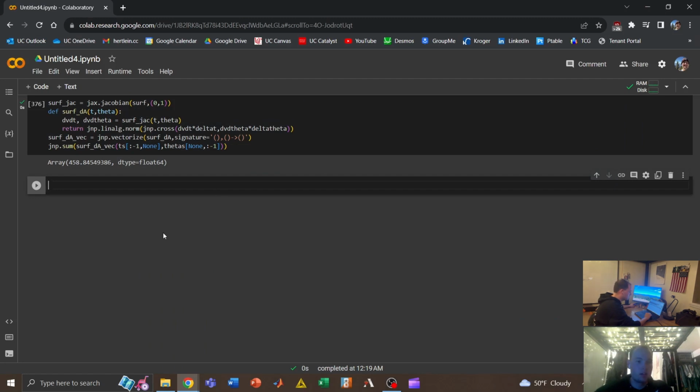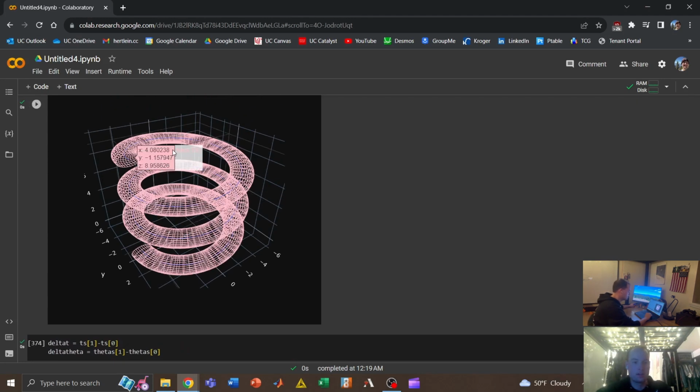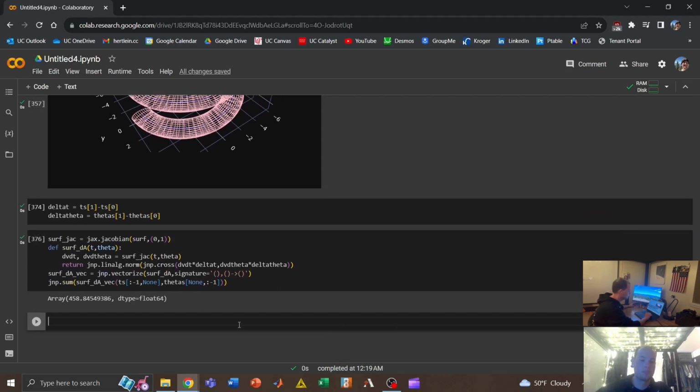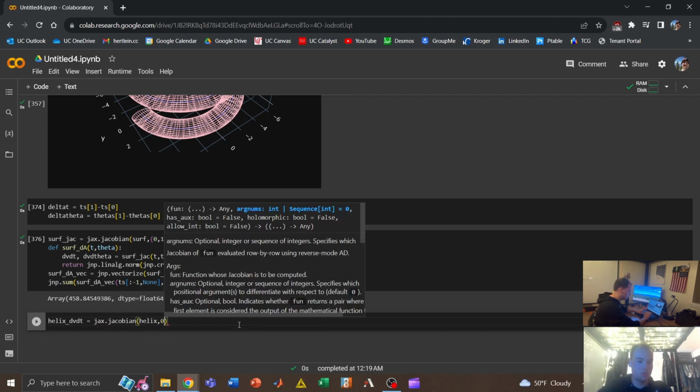The second technique that we're going to be using to calculate the surface area of our elliptical surface here is by multiplying the arc length of our central helical curve by the perimeter of our ellipse. We'll start with that central arc length, and we'll define helix dv dt, where v is the position vector of a point along that curve. The derivative with respect to t, so the jax.jacobian of the helix function, 0 to point towards t.